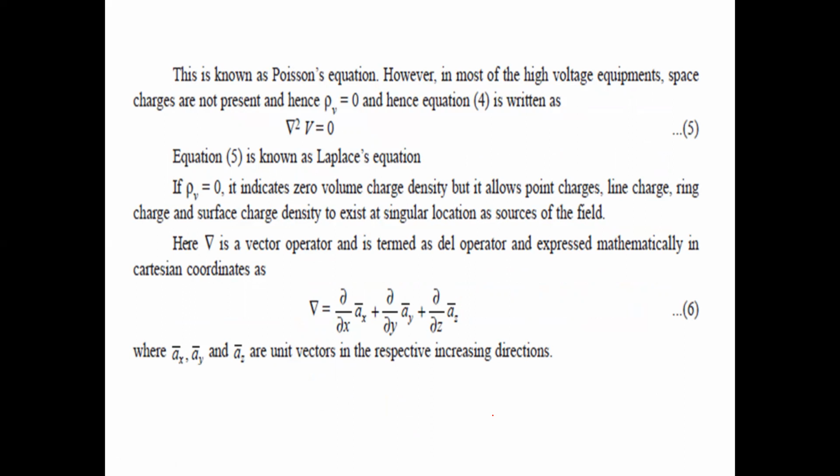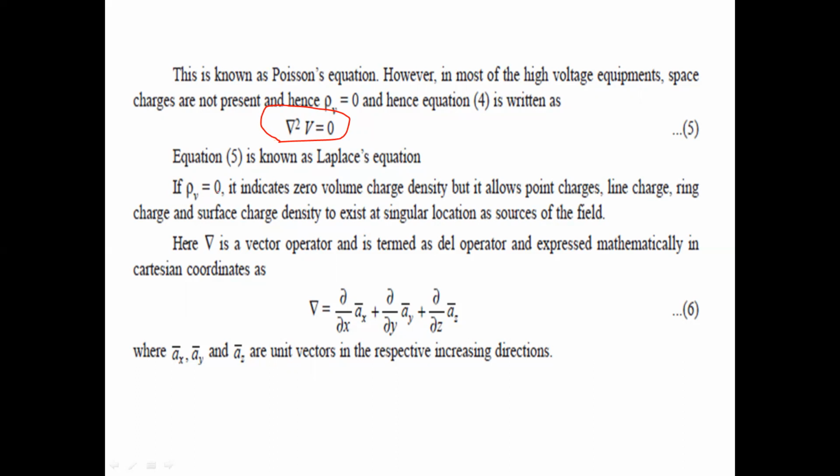How? For most high voltage equipments, space charges are not present, and hence this rho V can be replaced by 0. The equation del square V is equal to minus rho V by epsilon now becomes del square V is equal to 0, and this equation is popularly known as the Laplace equation. So for high voltage equipments, the volume charge is not present. Therefore, rho V becomes 0, and our Poisson's equation is converted into the Laplace equation.